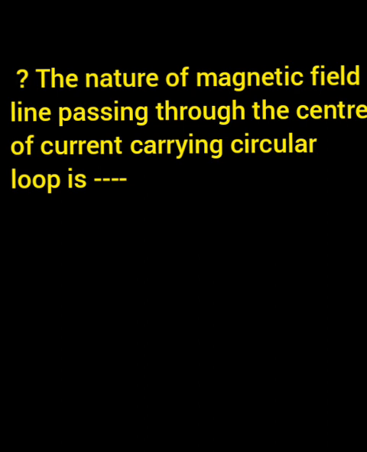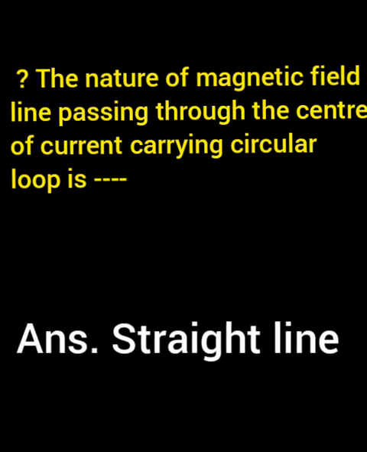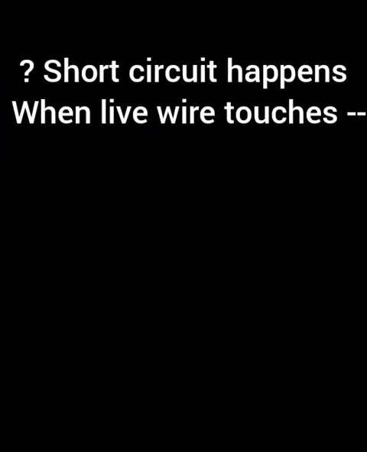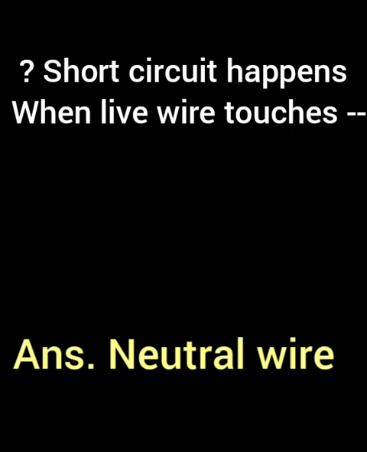Question next. The nature of the magnetic field line passing through the center of a current carrying circular loop is. So here it is given the center of a current carrying circular loop. Now the correct answer will be a straight line. Now question next. Short circuits happen when the live wire touches. The correct option will be the neutral wire. When the live wire touches the neutral wire, a short circuit can happen. So the correct option will be neutral wire.